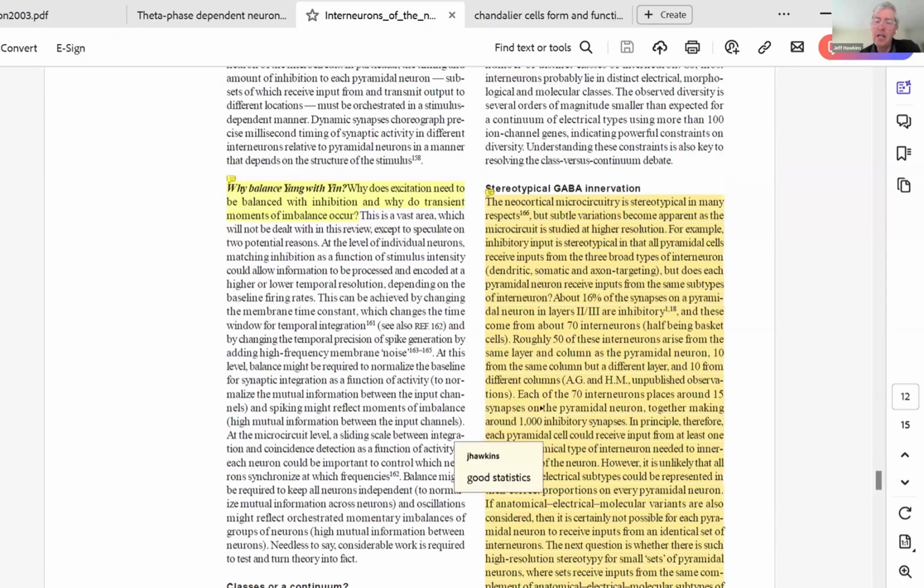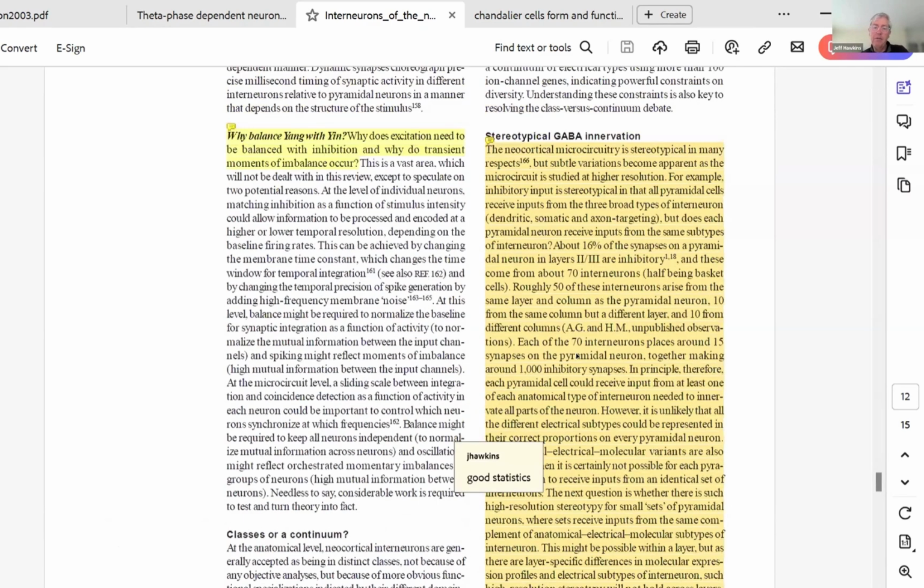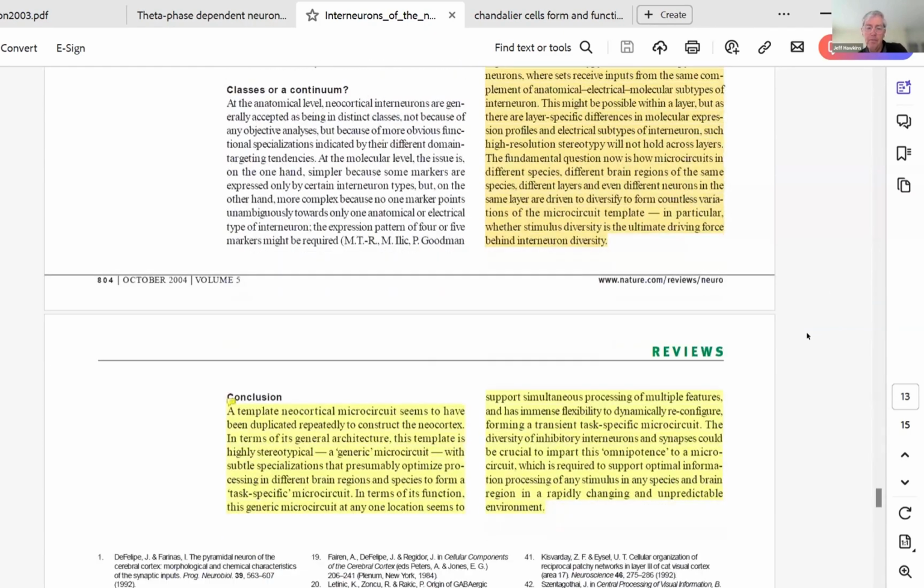I just highlighted this section because it had a lot of good statistics. Not that we need to go through them, but it had a lot of numbers. About 60% of the synapses on a pyramidal neuron in layers 2, 3 are inhibitory. And these come from about 70 interneurons, half being basket cells. Roughly 50 of these are neurons from the same layer, and so on. So this is the kind of thing where you'd say, well, someday if I ever really needed to get some details on this, there was a nice paragraph on that.